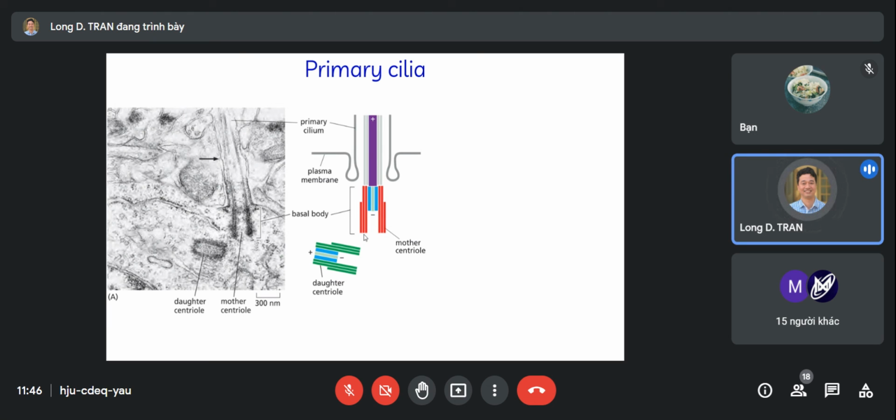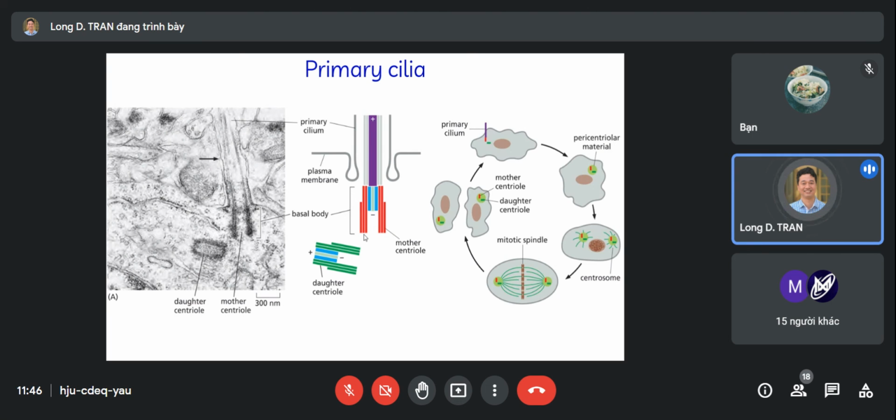The basal body is the mother centriole, and it's only observed during interphase. During cell division, the primary cilium will disappear, because the centriole will have to contribute to the formation of the mitotic spindle. But primary cilia are very important for cell sensing. There are a lot of receptors on it that allow the cell to sense the environment, and it is also involved in many other processes.